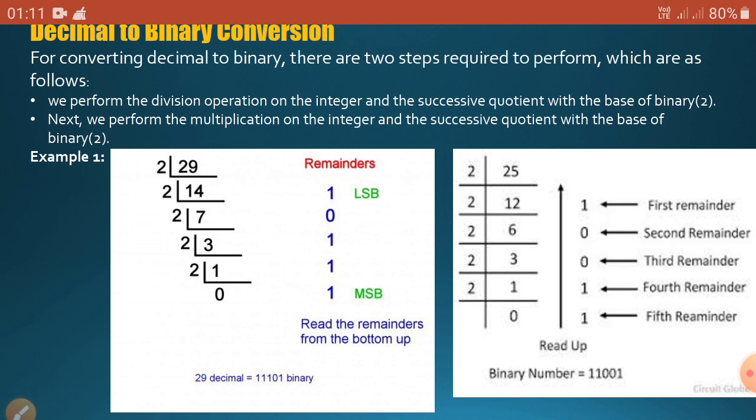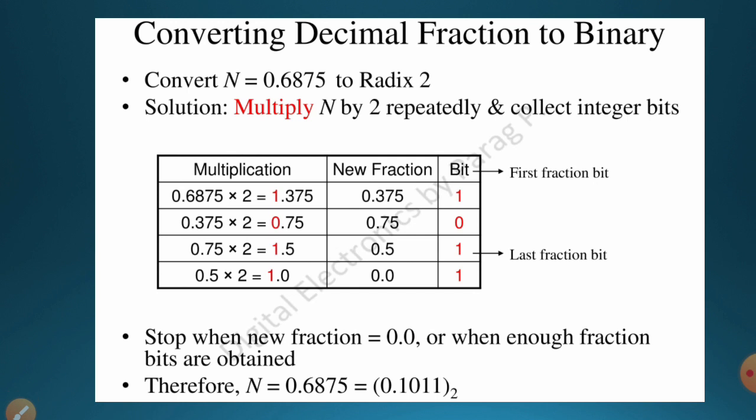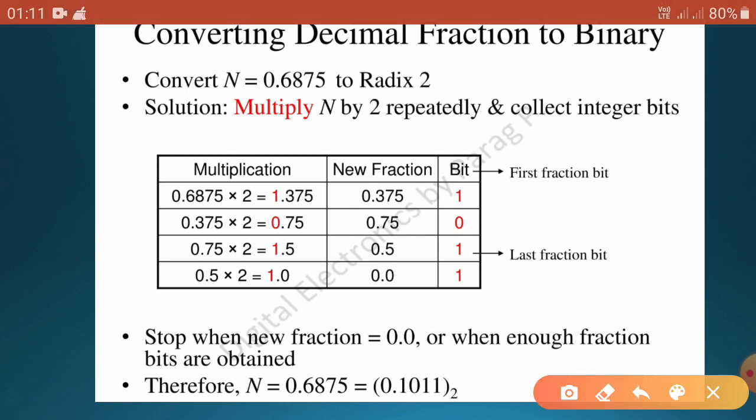This is decimal to binary conversion. Okay, next, if there is a decimal number in fraction and the question is to convert the decimal fraction to binary, then the solution is to multiply this decimal fraction by 2 repeatedly and collect the integer bits.